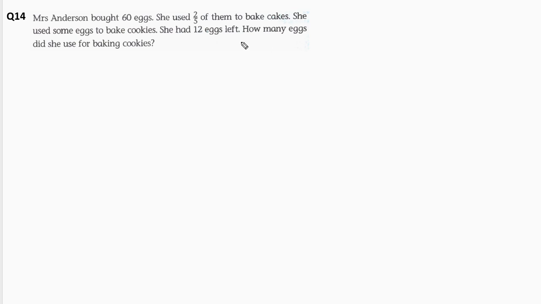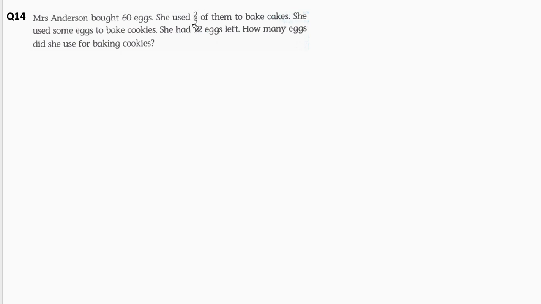Now, although we've got different things going on, we've got cakes and we've got cookies, we're not actually comparing anything to anything. We're not told that something is 1/5 of something else or someone had three times this or that. So I think we only need to draw one bar and then we're going to be dividing it into parts. And the number of parts I'm going to divide it into, I am going to look at this fraction here.